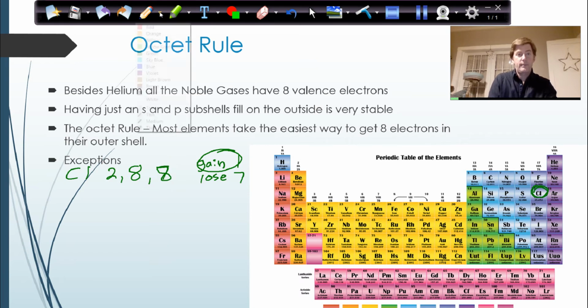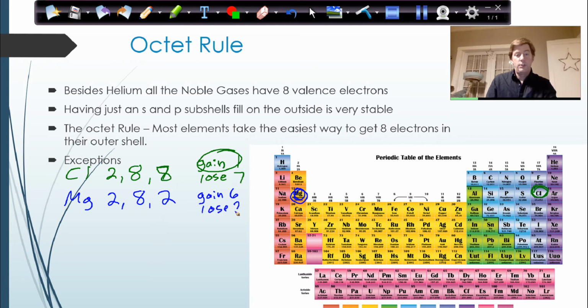As we think of another example, magnesium here. Magnesium has 2 electrons in the first shell, 8 in the second, and 2 in the third. So it could gain 6 or it could lose 2. Well, what's easier? Yeah, lose 2. So as it loses those 2, we see that it does have 8 in the outer shell. It's like this worked great for neon: 2 in the first, 8 in the second.